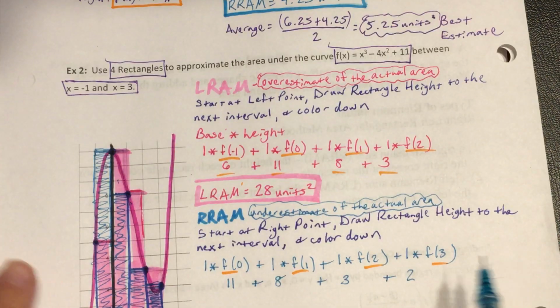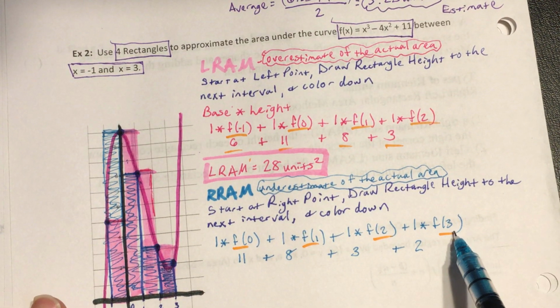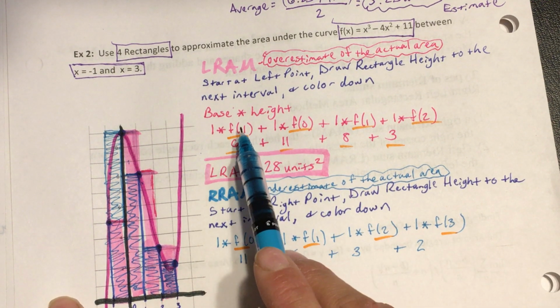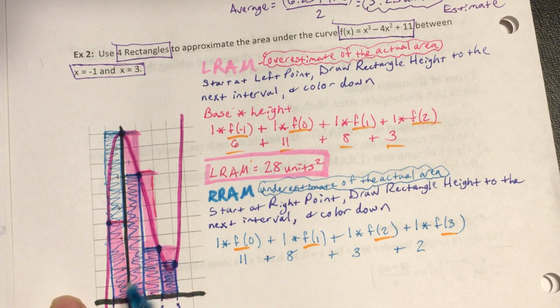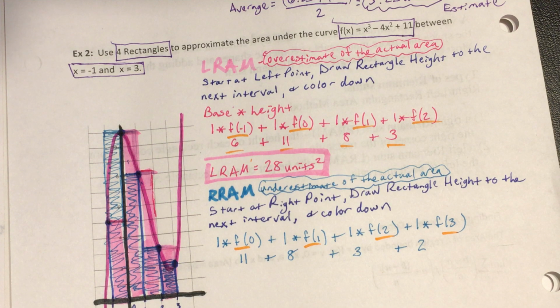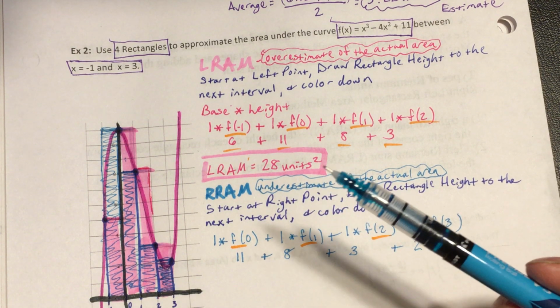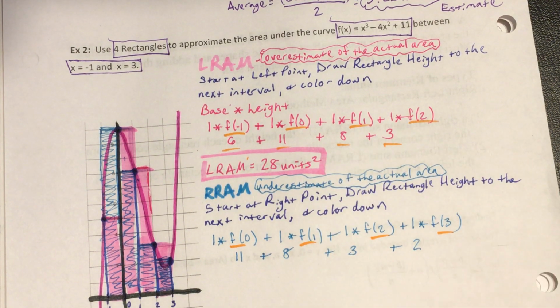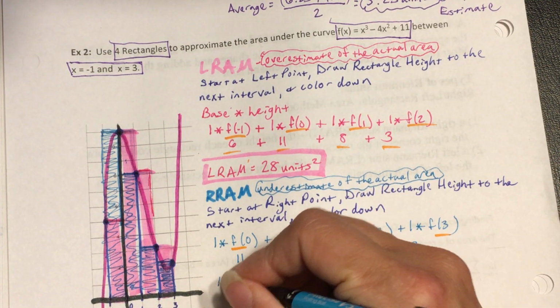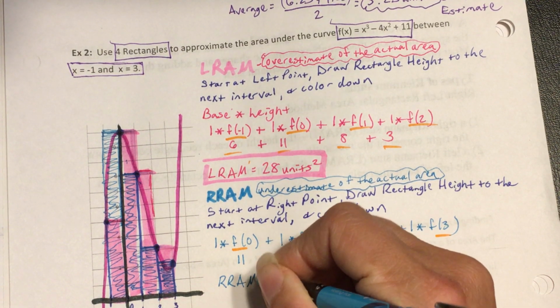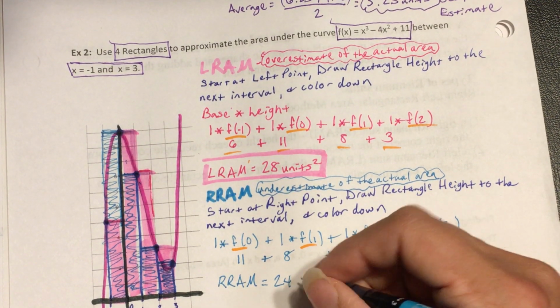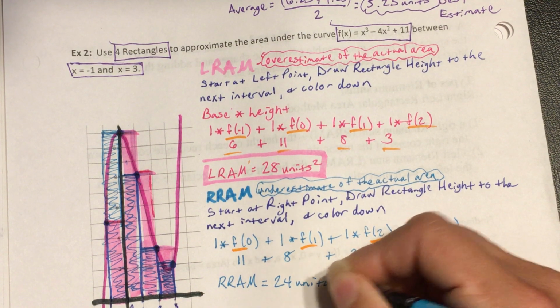So notice on this one, I included f of 3, the end interval, and on this one, I included f of -1, the end interval. So one of those is always going to get left off. That's one of the more common mistakes: students will try to use all of those interval points, but depending on whether you're doing LRAM or RRAM, one of those endpoints does not get included. So adding these all up, we would get the RRAM is equal to 24 what? Units squared.